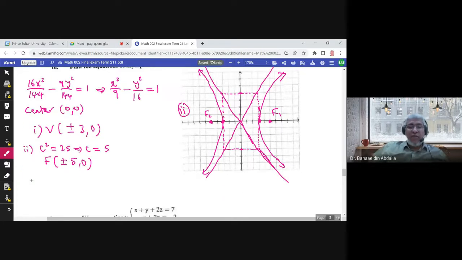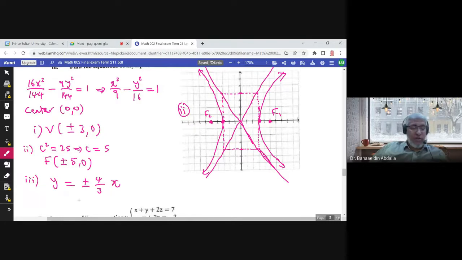And the equations of the asymptotes would be y equals plus or minus what is below y, the square root of 16, which is 4, over what is below x, the square root of it, which is 3, times x.